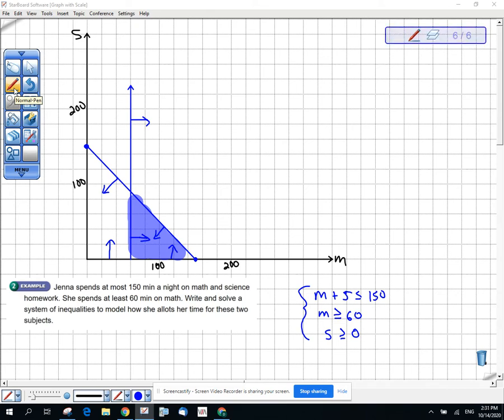Okay, just to do one more, let's do a minimum. Could she spend 60 minutes on math and 0 on science? Yes, she could, because that would be right here. 60 minutes on math, 0 on science. That's a solid line. That would include that point. Yes, she could. Okay, next one.